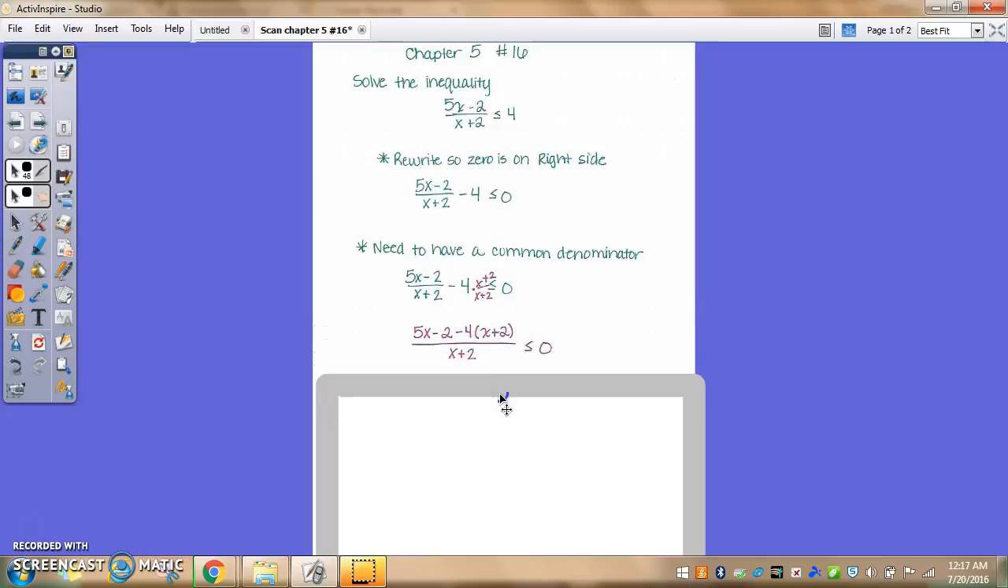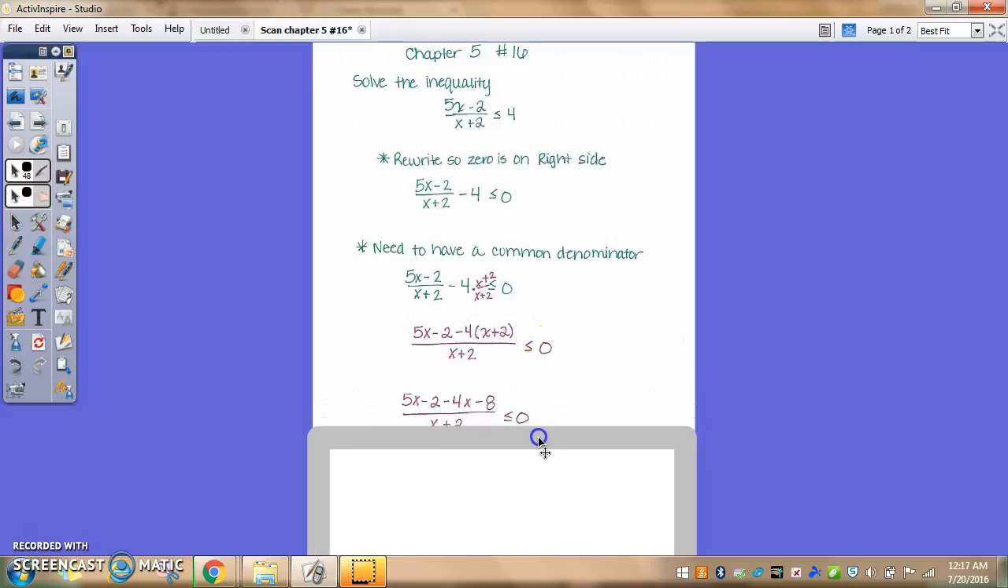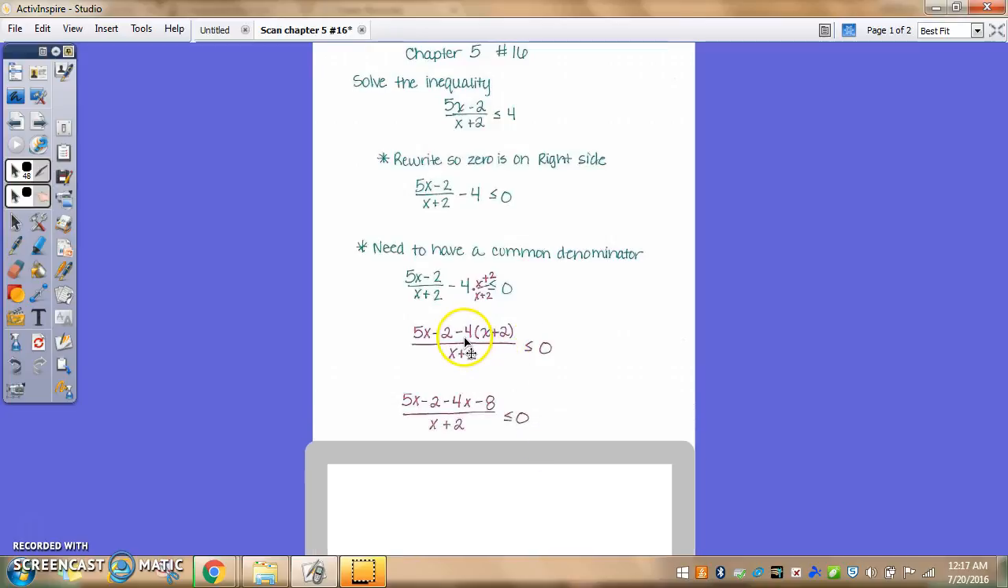When I do that, I'm going to need to distribute that negative 4 to the x plus 2. This is over the same denominator now, set less than or equal to 0. This is using the distributive property, distributing the negative 4 to the x, negative 4 to the 2.